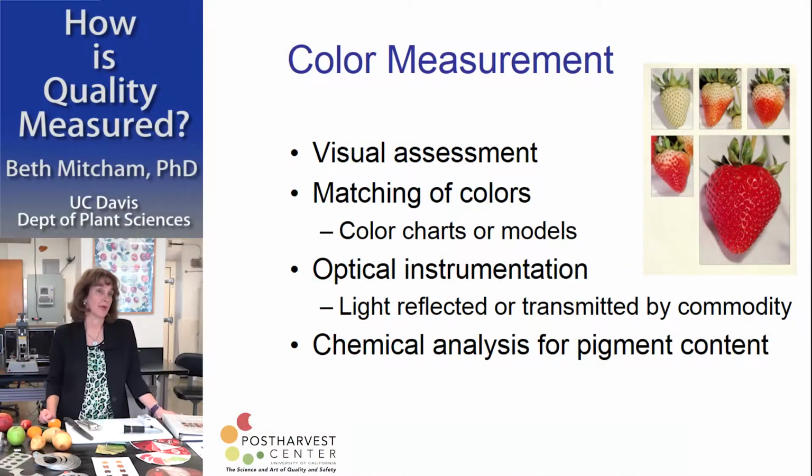In the laboratory and in more sophisticated quality control labs, we'll oftentimes use a piece of equipment that uses optical light. So it shines light through the product, and the light is either reflected or transmitted, and that tells us something about the color. And then, of course, in the lab, we can also do a chemical analysis of the actual pigments that make up the color. But in the industry, matching the colors to charts is really the most common way of assessing the color.